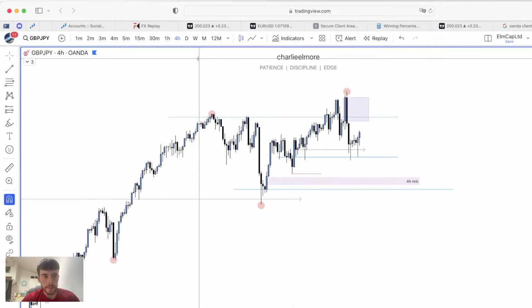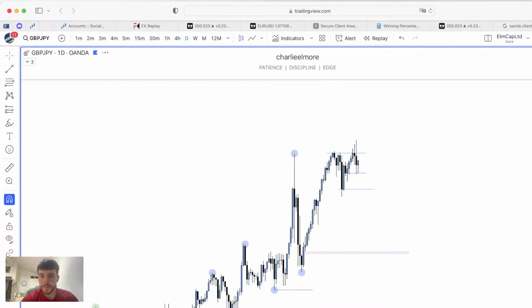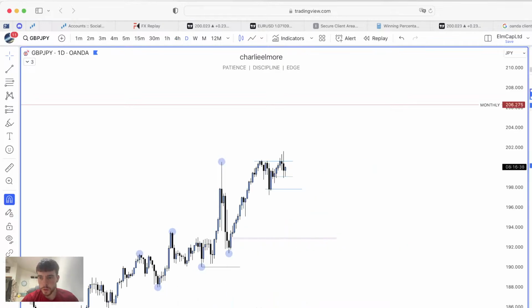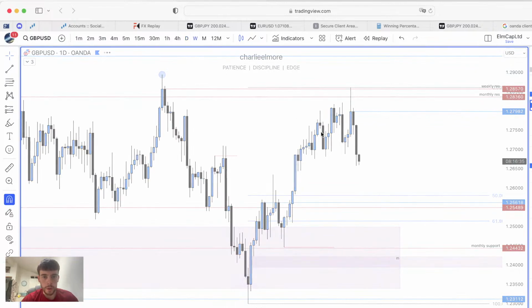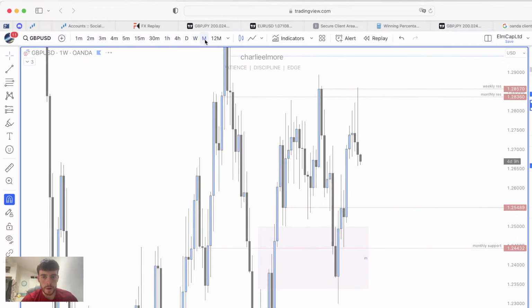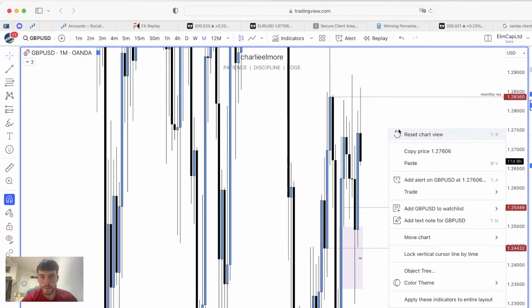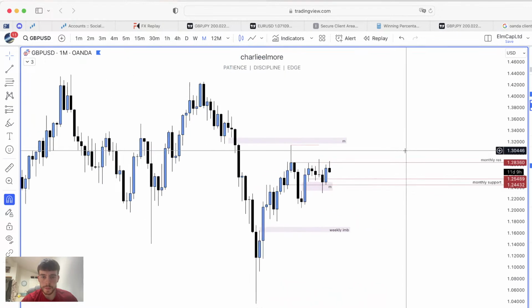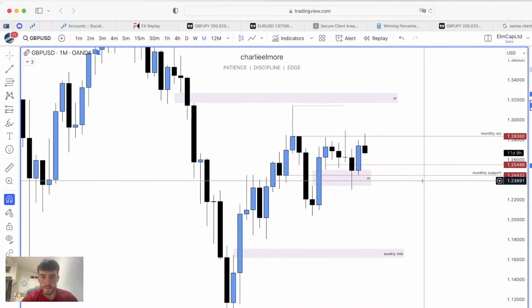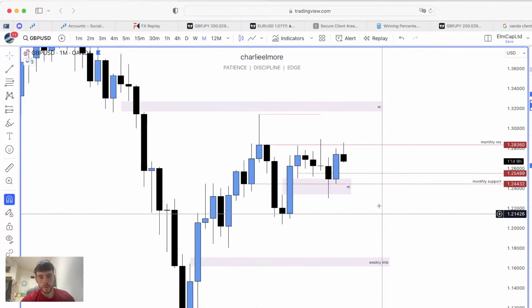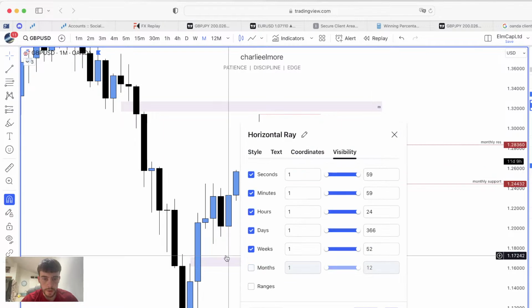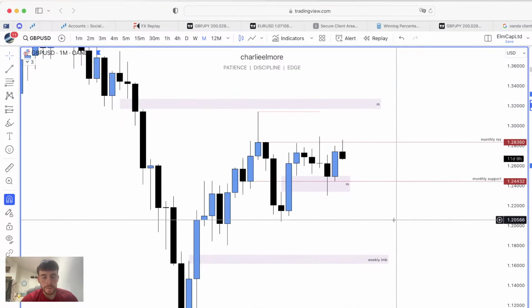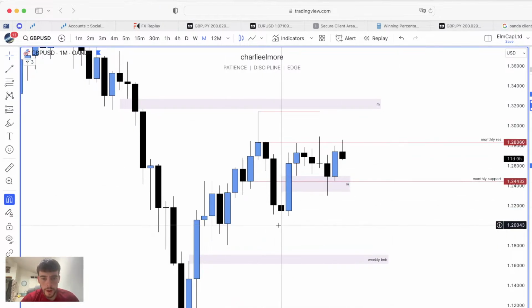Okay, so that's pound yen. Nothing else to discuss right there. Let's move on to pound dollar. So pound dollar, if you just go to the monthly, just to recap. So we've got some monthly areas right here. Let's take that off the monthly. So a few areas to discuss.